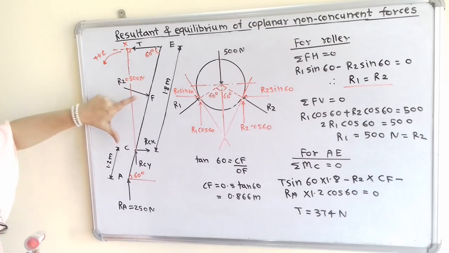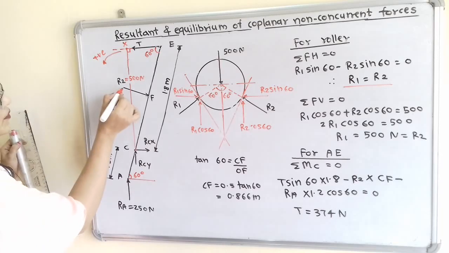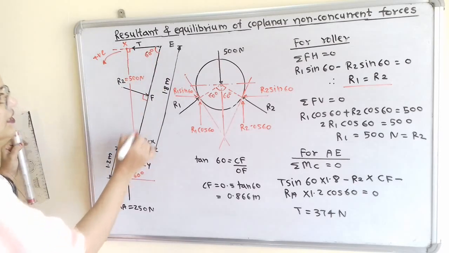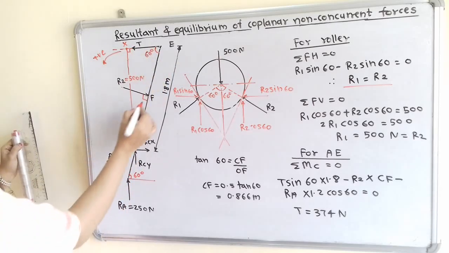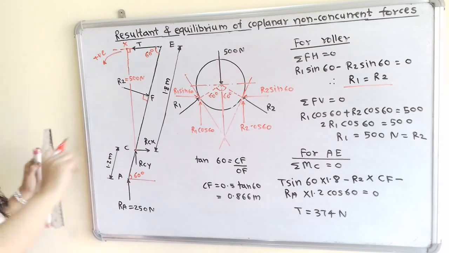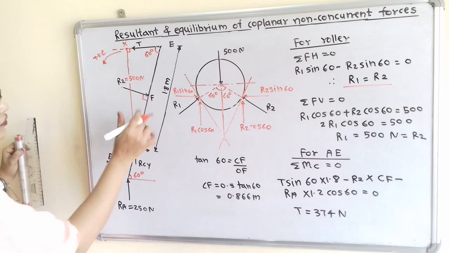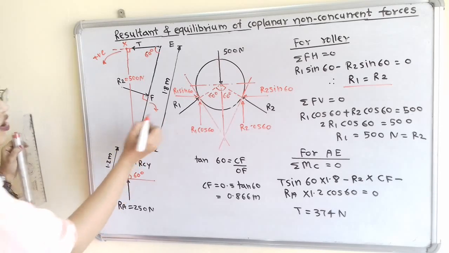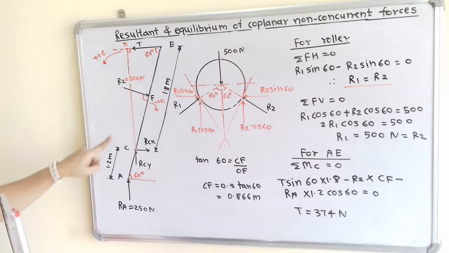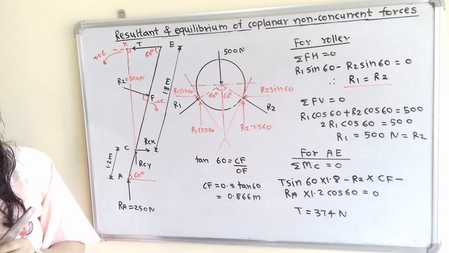Here also we have to find out the perpendicular distance. Now if we observe, this R2 is perpendicular to this C to E or this member AE. So we have to find out this distance C to F. Now if I move the compass about this point C in the direction of R2, then here is the clockwise direction. So we have to use the negative sign. So we can say minus R2 into CF. So how to find out CF?